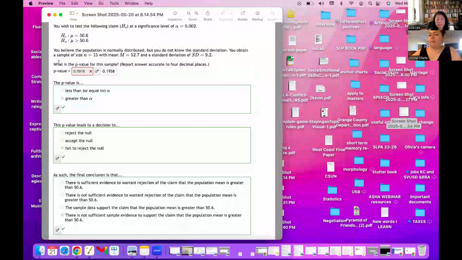Read the statement. You wish to test the following claim, HA, at a significance level of alpha 0.02. You believe the population is normally distributed, but you do not know the standard deviation. See, you do not know the population standard deviation. So they give you the hint already. Then continue. You obtain a sample. Yeah, that's the key. A sample of all this information. You see? The standard deviation is from the sample. So if you only have sample information, we have to go to the t-test.